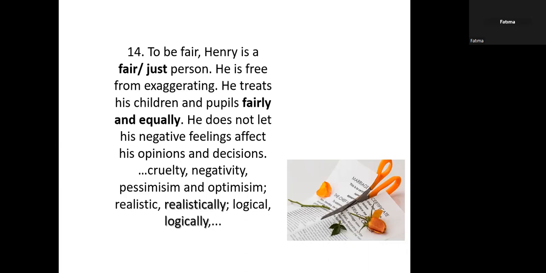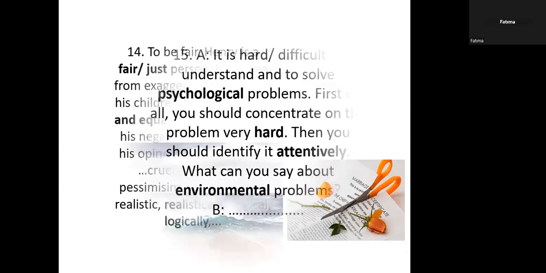Cruelty is noun, negativity is noun, pessimism and optimism are nouns. Realistic is adjective, but realistically, adverb. Logical, adjective. Logically, adverb. Let's speak logically, for example. Ahmed speaks logically. Ahmed always speaks logically.